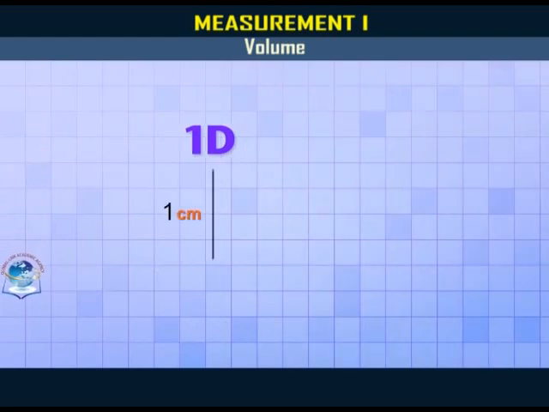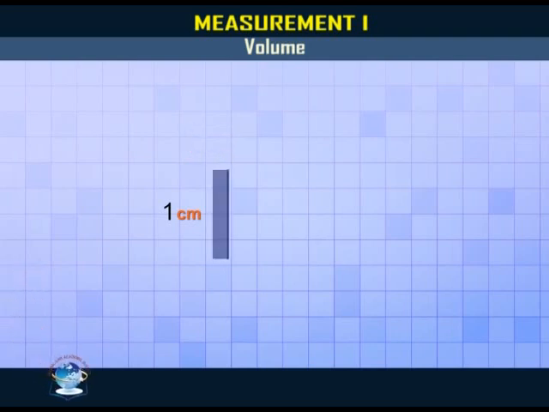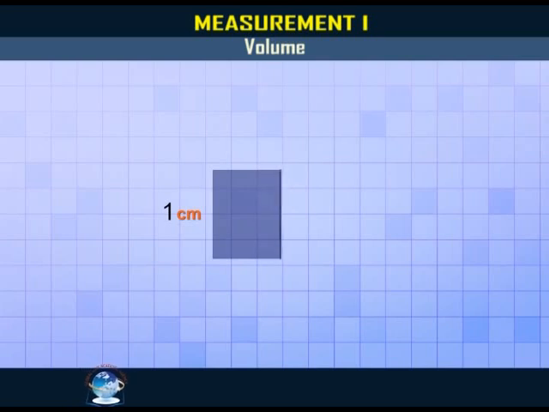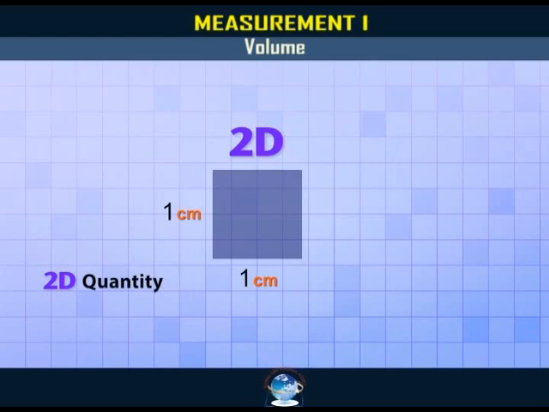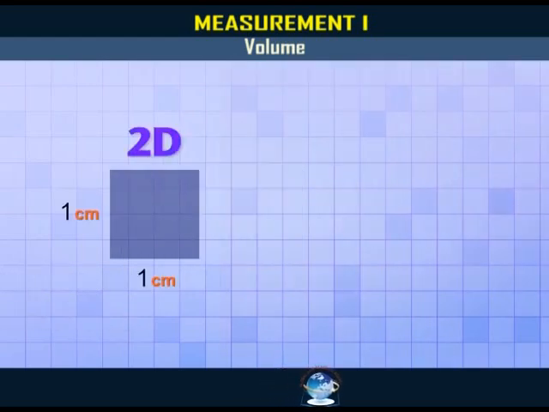In area, we saw that if we move or extend this one-dimensional line in a direction perpendicular to it by a distance of 1 centimeter, it forms a two-dimensional object called a square. Two-dimensional objects are measured by two-dimensional quantities that we call area. Because the original line was 1 centimeter long and we extended it by a distance of 1 centimeter, the amount of area that this square occupies is 1 square centimeter.